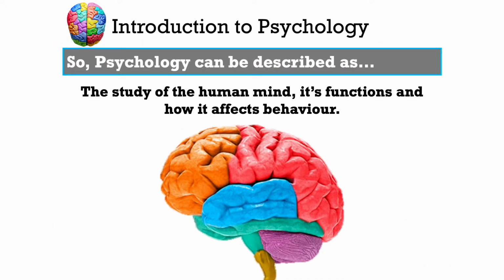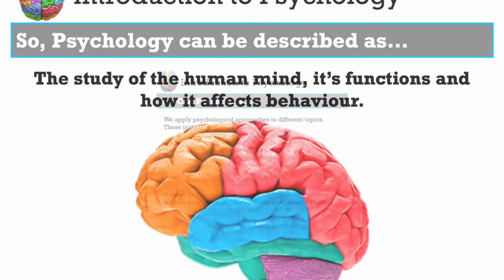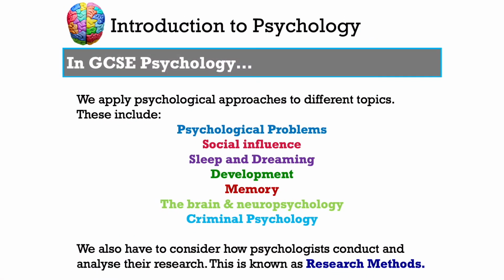So, psychology overall can be described as the study of the human mind, its functions and how it affects human behaviour. Psychology is all about looking at why we do the things that we do in life. And for the GCSE, we look at the different theories and different psychological concepts that help explain human behaviour. If you have a look at the slide in front of you now, these are the key areas that you will study in your GCSE psychology.